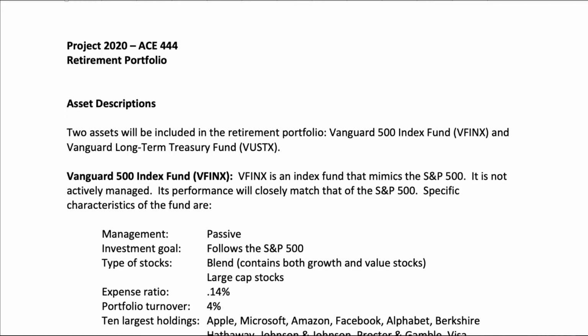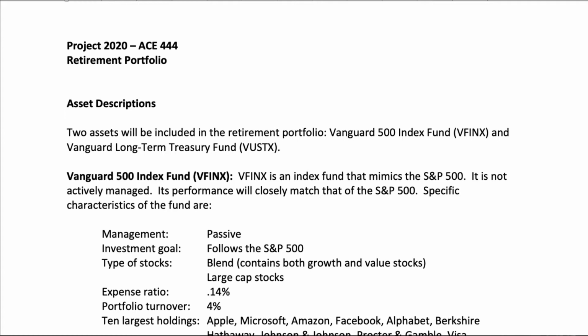The first thing I asked you to do is give asset descriptions, and remember that you're going to pick two assets. The assets that I used and which you should not use are Vanguard 500 Index Fund and Vanguard Long-Term Treasury Fund. Those assignments, we've talked about those before. The data that we've used for this particular assignment is also on the web.